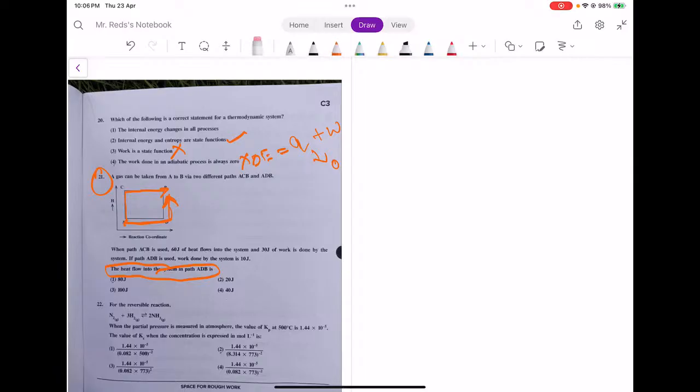See, students. Delta E is equal to Q plus W. That is equal to Q for ACB path, 60, plus work done by the system, that's why negative sign, negative 30 joules. That is equal to 30. Delta E is 30 joules. But what is asked here is heat flow into the system in path ADB.